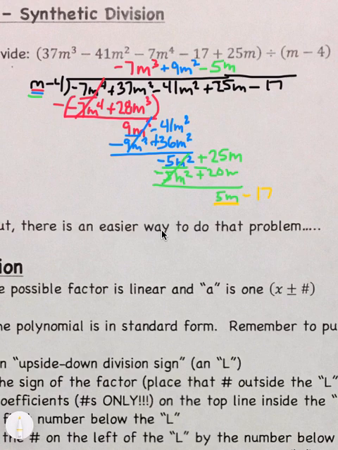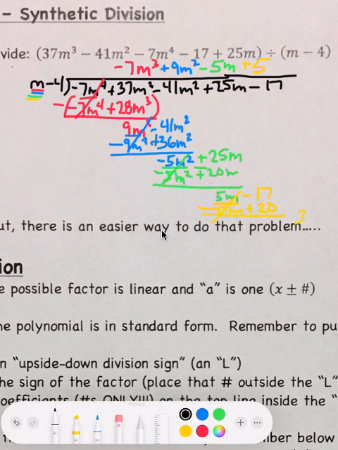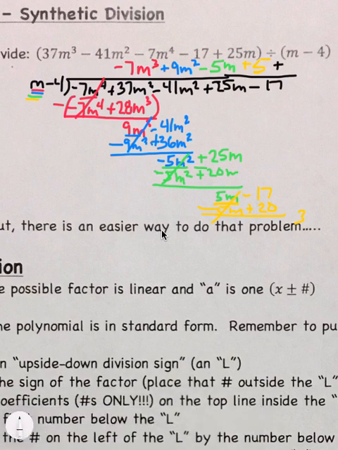Highest degree inside by highest degree outside. 5m divided by m is plus 5. 5 times m is 5m. 5 times negative 4 is negative 20. But when we subtract, the m's go away. This changes the sign. So we have a remainder of 3. So we write that as plus 3 over m minus 4.